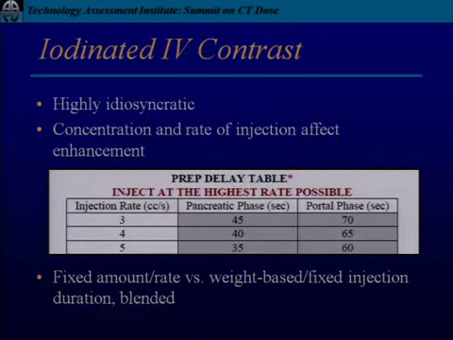I'm not going to spend a lot on iodinated IV contrast. It's highly idiosyncratic from institution to institution, and people usually have strong feelings. But you should know that the concentration and rate of injection affect the phases of enhancement that you're looking at. So this is a table that we frequently use, and you can see that as your rate goes up, the contrast bolus shortens, and you need to image earlier to hit that pancreatic and portal phases. Okay? And there's various protocols, which I think some of the later speakers will address.